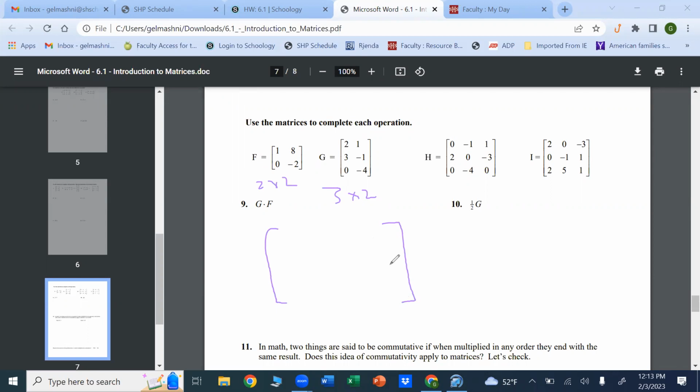FG would not work, but GF would work. Because you do this with this, which is 2. And then you get 14. Then you have 3, and 26. You have 0 and 8. Are we okay with that one? Yep.